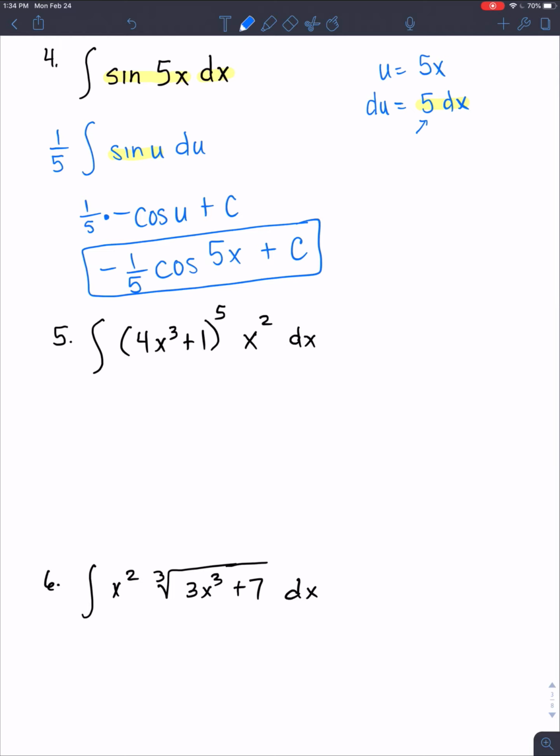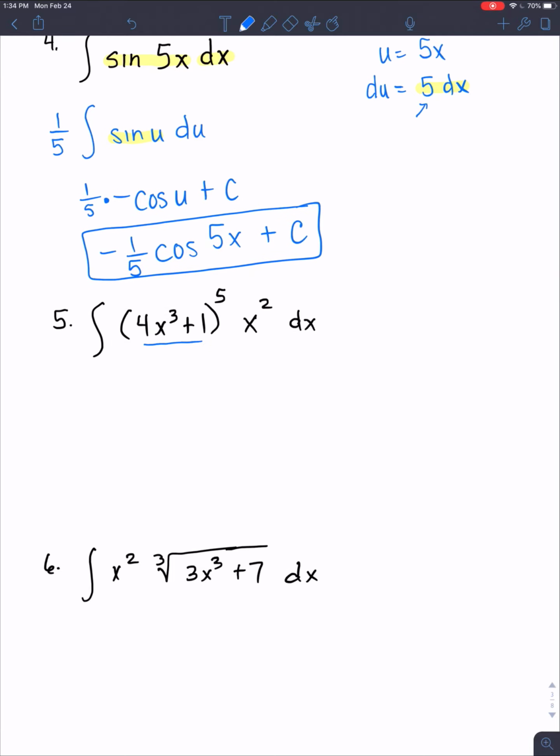Alright, this next one, we're going to choose this to be our u. So u is going to be 4x to the third plus 1. Du we calculate by taking the derivative of that, which would be 12x squared dx. Okay. If we come back over here and rewrite this, this would be u to the 5th du, and let's check everything. That's u to the 5th. And then this is x squared dx.